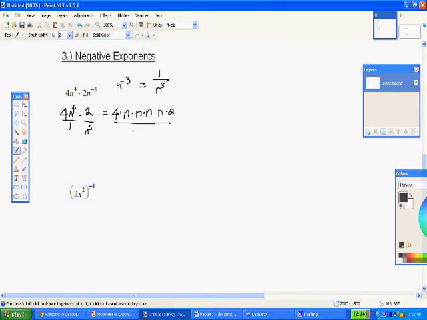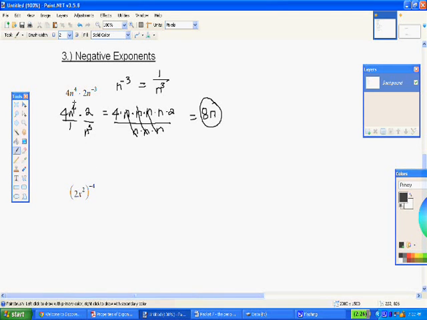So we get 1 times n to the third, which is the same thing as saying n times n times n. Since we have n's on top of each other, we can go ahead and cancel out. And what I'm left with is 4 times n times 2. And 4 times 2 is 8. And then we have n left, and that's actually my final answer.